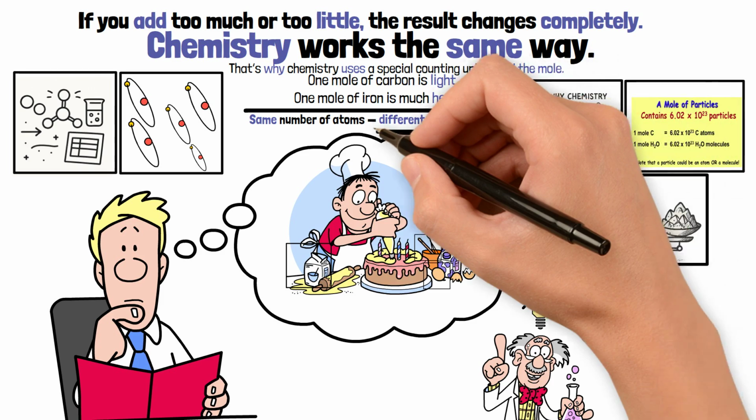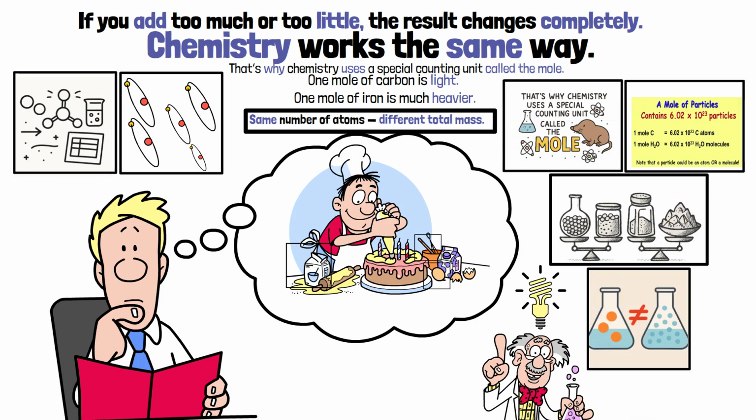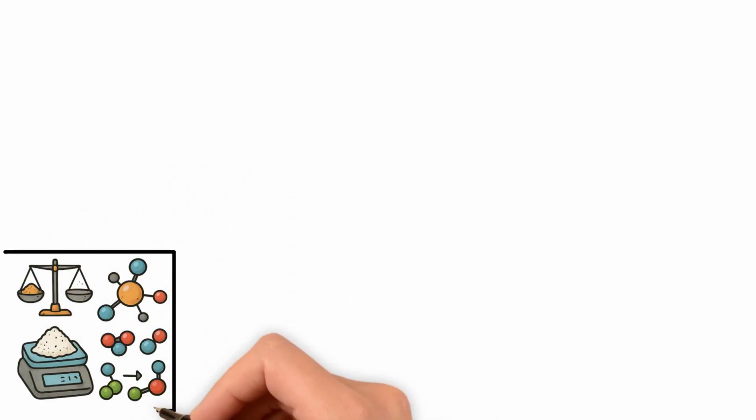But wait, here's the twist. Chemical reactions don't care about mass directly. They care about the number of particles. That's why reactions must be calculated using moles, not grams. Stoichiometry connects what you can measure in the lab, mass, to what actually reacts, atoms and molecules.